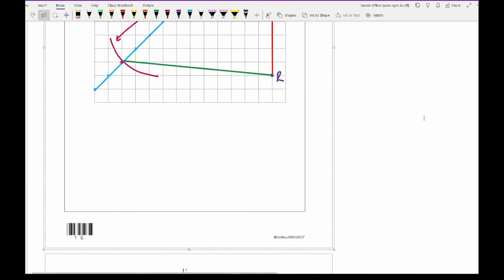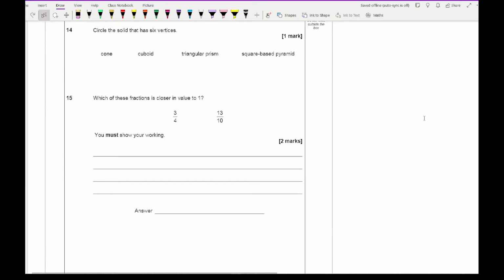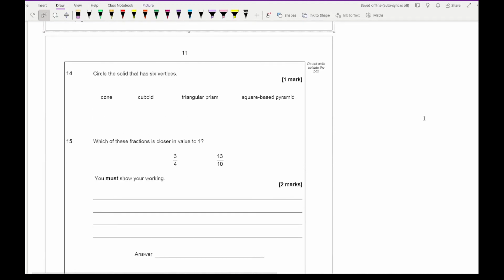So moving on to our next question, question 14, it says circle the solid that has 6 vertices. Well, 6 vertices means corners. So a cone has 1, a cuboid has 8, a triangular prism has 6, so that is going to be our answer. A square-based pyramid will have 5. So for 6, it's going to be a triangular prism.